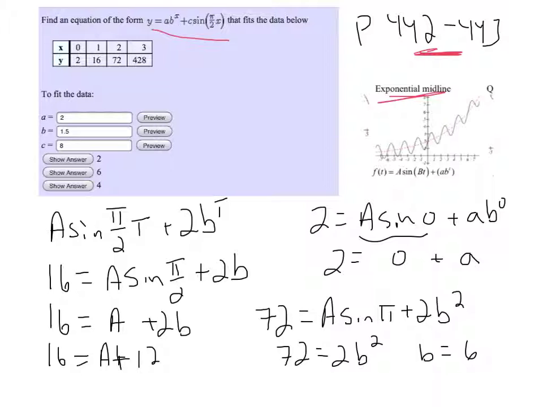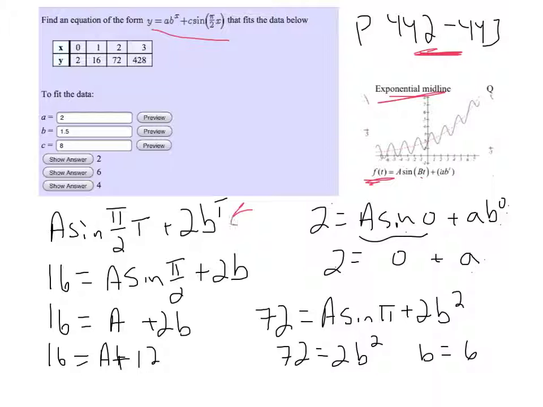So I replaced y with 2, and any b number times 0 is going to be 0, and then I replaced 0 in for t in this exponential part. Well, the sine of 0 is 0, so that whole first term drops out. B to the 0 is 1, so that tells me a is 2. So that solves the first part of this question.